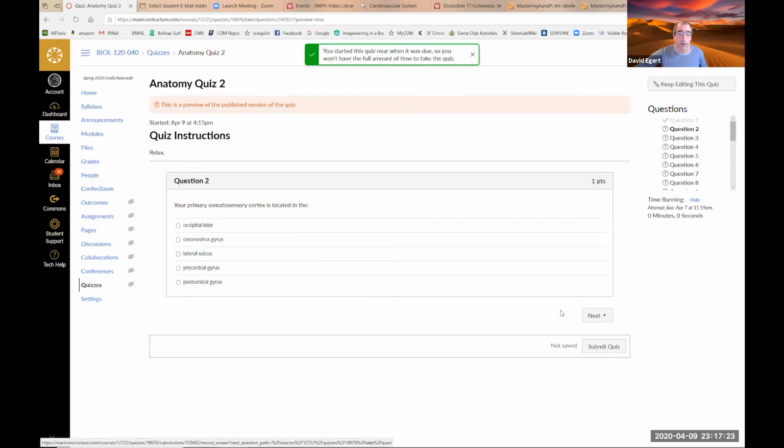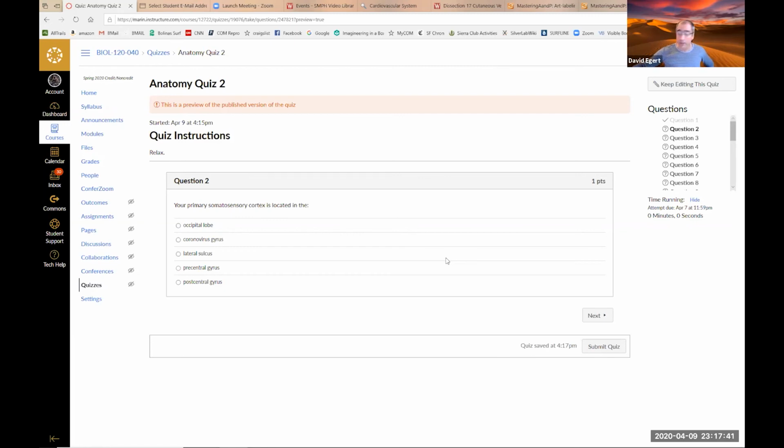Moving right along. Some of these things are randomized. There are different versions, so you might have a slightly different version. If your question is not exactly one of these, it's a related one.